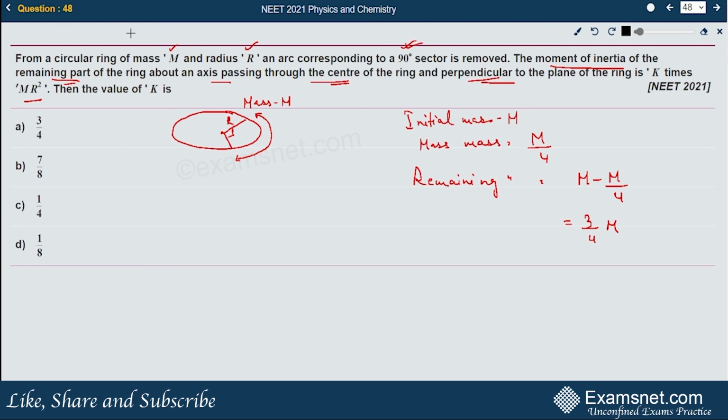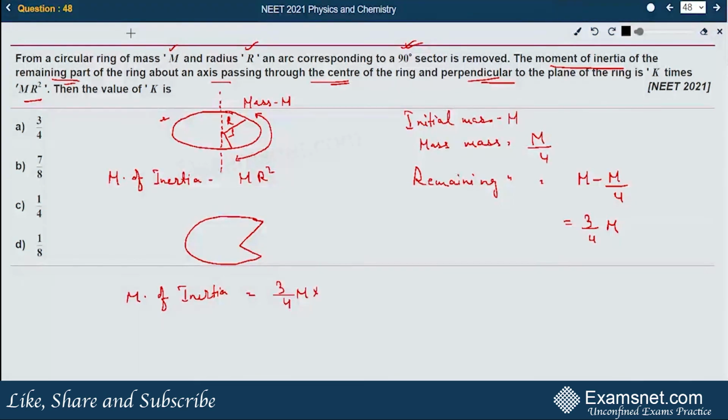Now what is the formula for moment of inertia? It is given by the formula MR square, where M is the mass and R is the perpendicular distance from the axis of rotation. In this case, the axis of rotation is passing through the center, so this perpendicular distance will be the same as the radius. So the moment of inertia of the full ring will be MR square. Whereas for the remaining part, the moment of inertia will be mass into perpendicular distance square, and here mass is 3 by 4 M, right? And this perpendicular distance will remain the same, that is the radius. So it will be equal to 3 by 4 MR square.